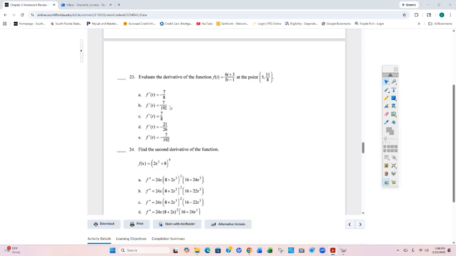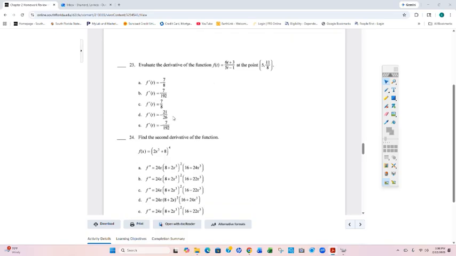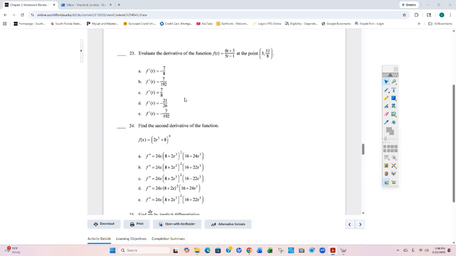A, f prime of t equals negative 7/8. B, f prime of t equals 7/192. C, f prime of t equals 7/8. D, f prime of t equals negative 21/26. E, f prime of t equals negative 7/192. The answer to number 23 is E, and that is from section 2.4.